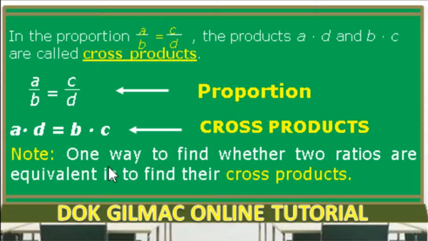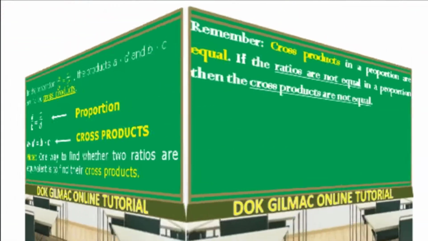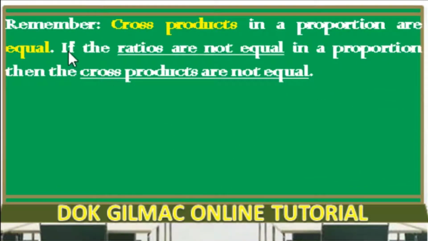Take note, one way to find whether two ratios are equivalent is to find their cross products. So take note of that. Remember, cross products in a proportion are equal. If the ratios are not equal in a proportion, then the cross products are not equal.